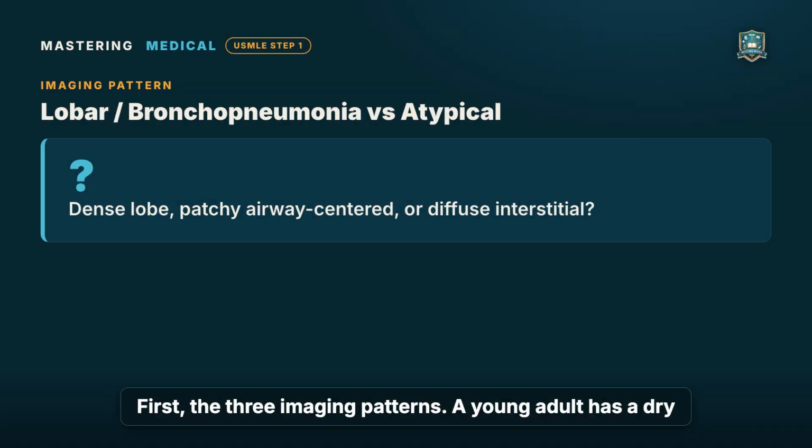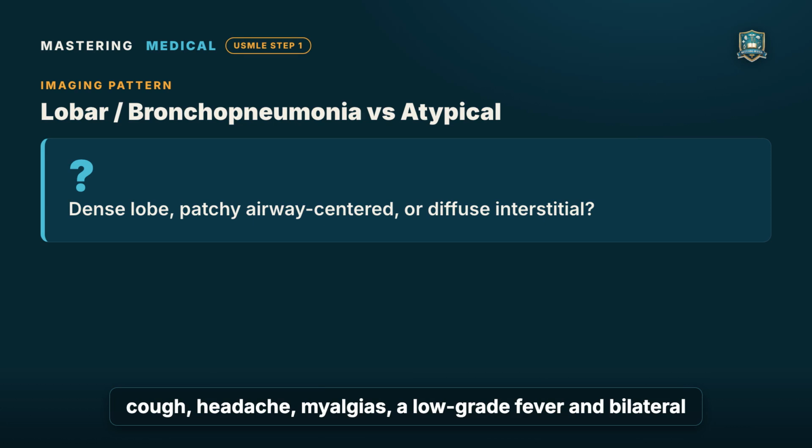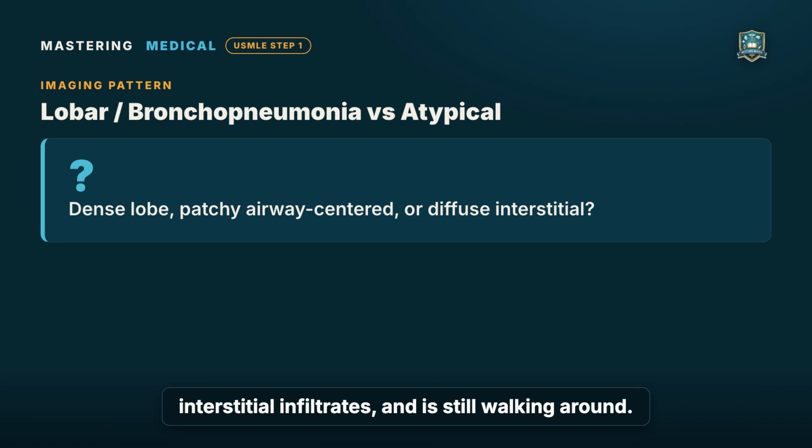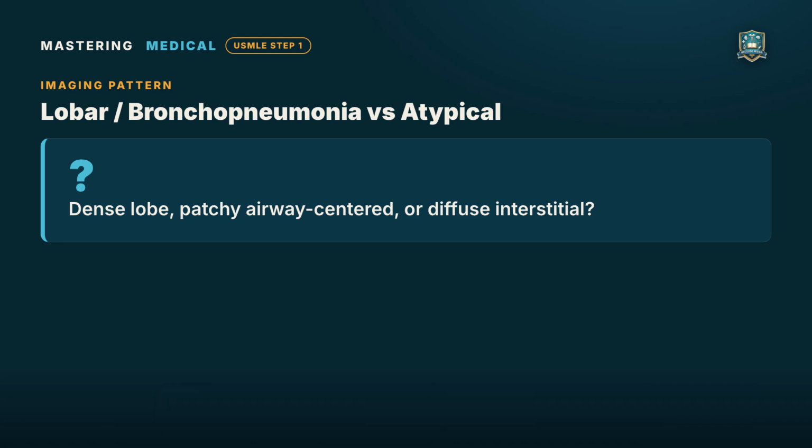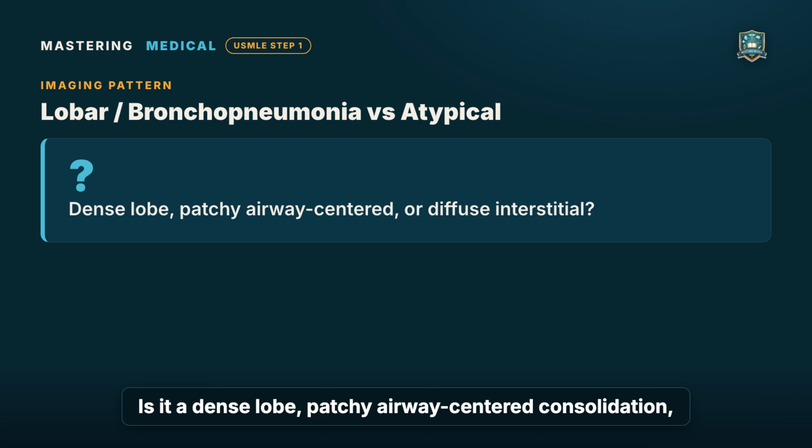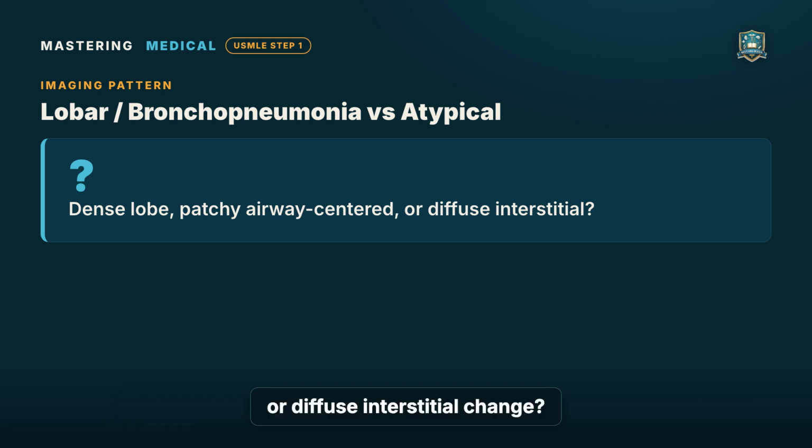First, the three imaging patterns. A young adult has a dry cough, headache, myalgias, a low-grade fever, and bilateral interstitial infiltrates, and is still walking around. Before you reach for an organism, describe what you are looking at. Is it a dense lobe, patchy airway-centered consolidation, or diffuse interstitial change?